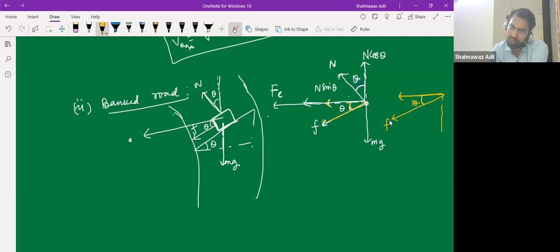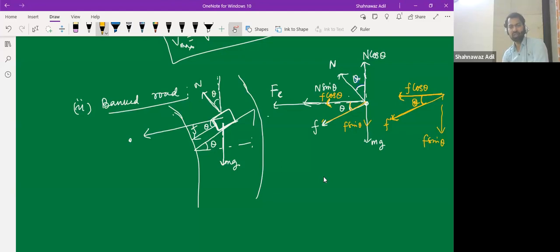This is theta. This is F. So along the angle, what would be this component? F cos theta, right? And this would be how much? This would be F sin theta. So let us write this. This is F sin theta, and this is F cos theta, right?